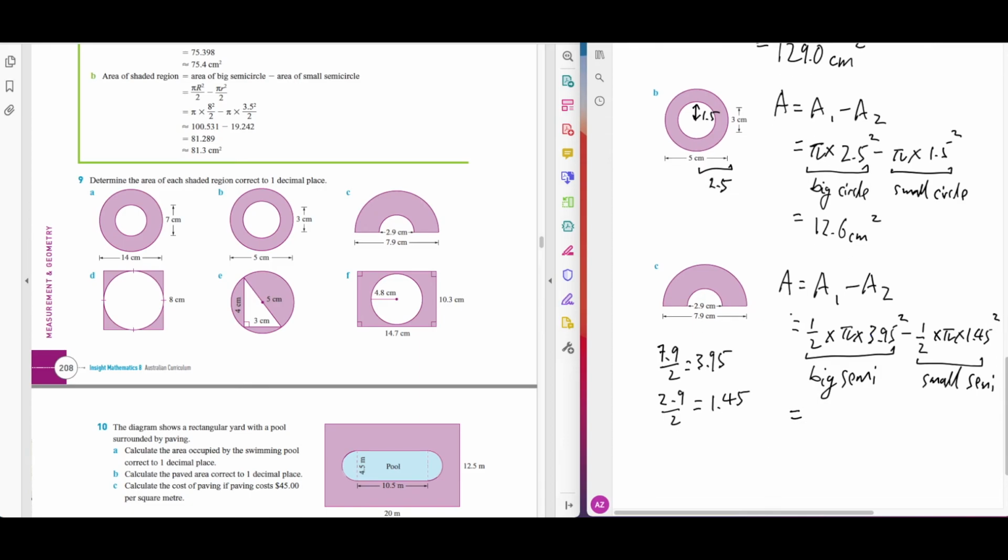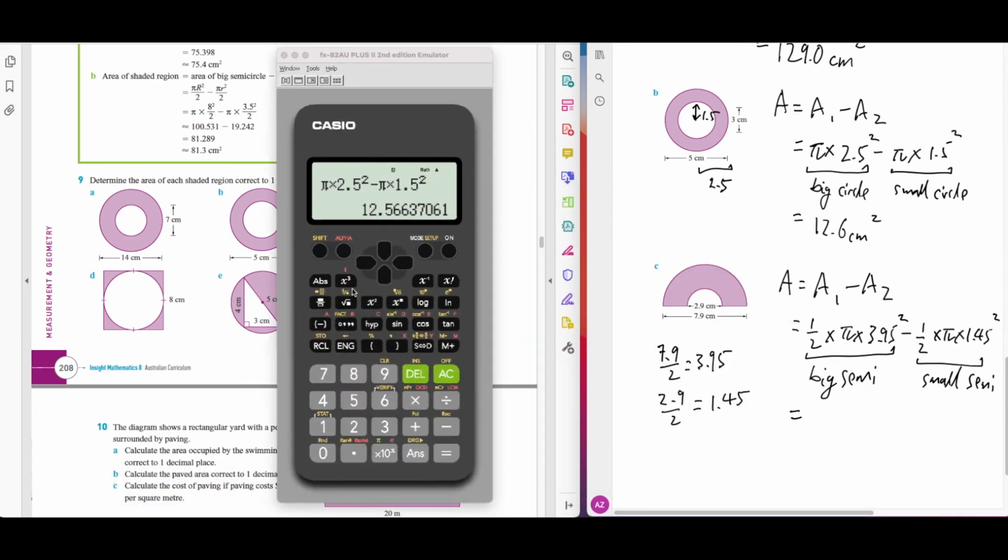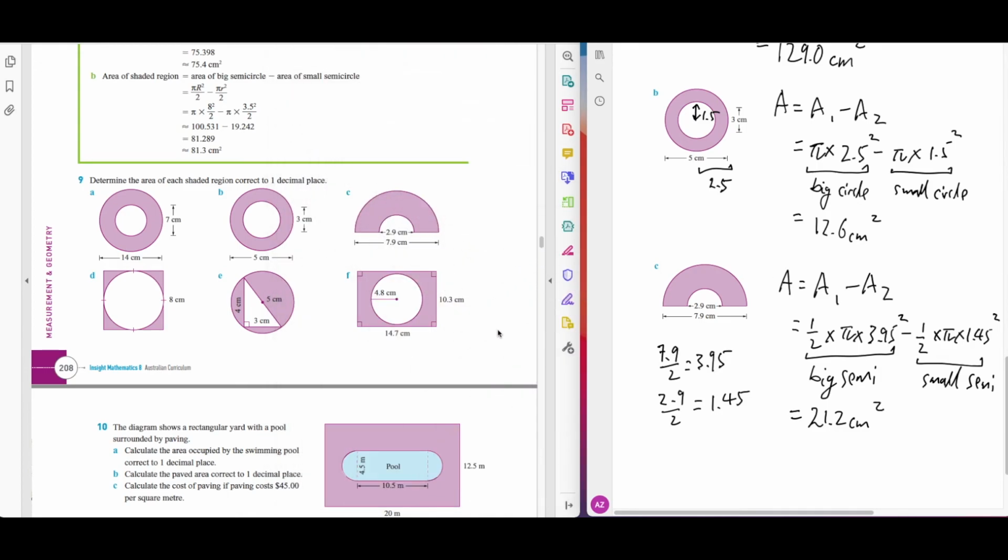So what does this give you? Well, it's just a lot of calculator work. It's not actually difficult, but just very annoying. So you just do half. Make sure you type everything correctly. Times pi times 3.95 squared. Take away half times pi times 1.45 squared. And you get 21.2, right, centimeters squared. Alright, so I think that should be kind of clear.